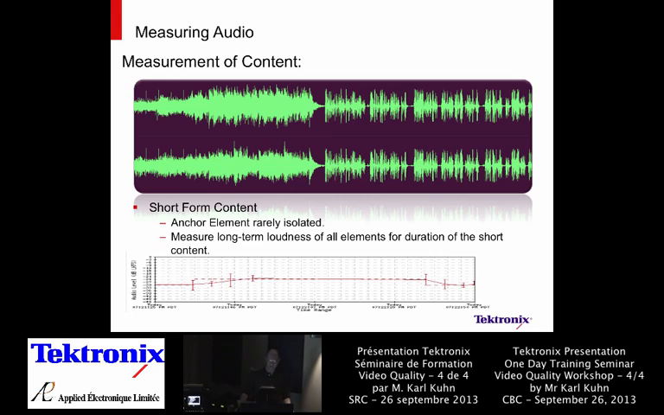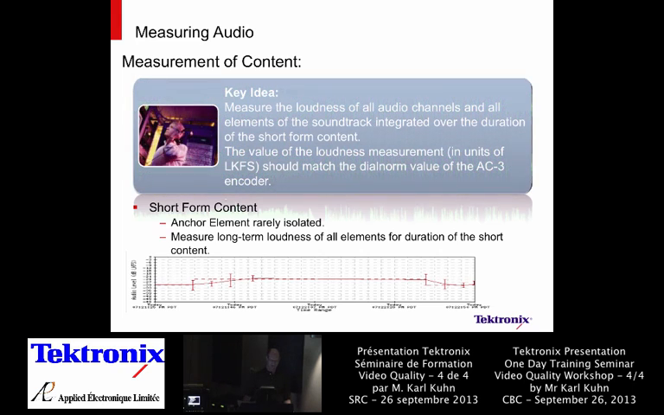value of the loudness measurement in units LKFS should match the dial norm value of AC3. Should. It's not shall or must. I wish they would have taken it up one degree and say it should match and that's it. I mean, you've got to do it. I mean, you shall or must. Should is a suggestion. Once again, I'm not an attorney.